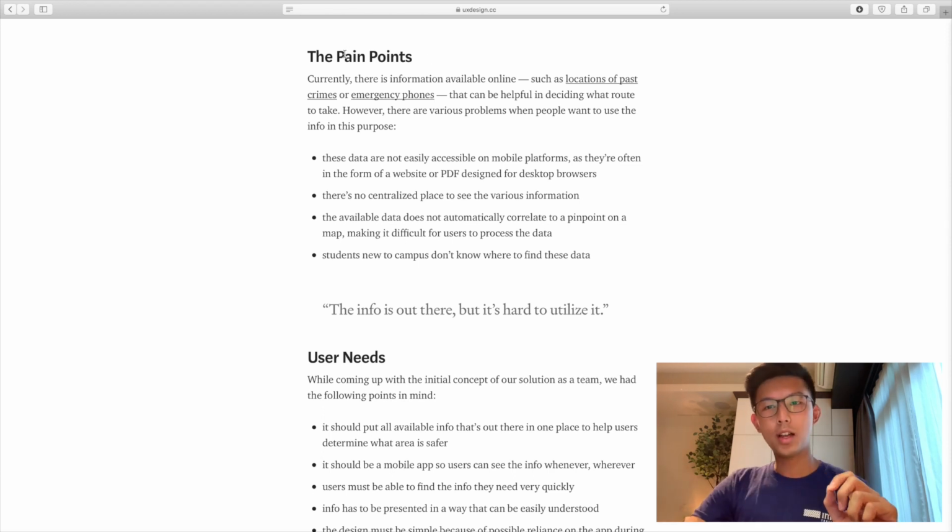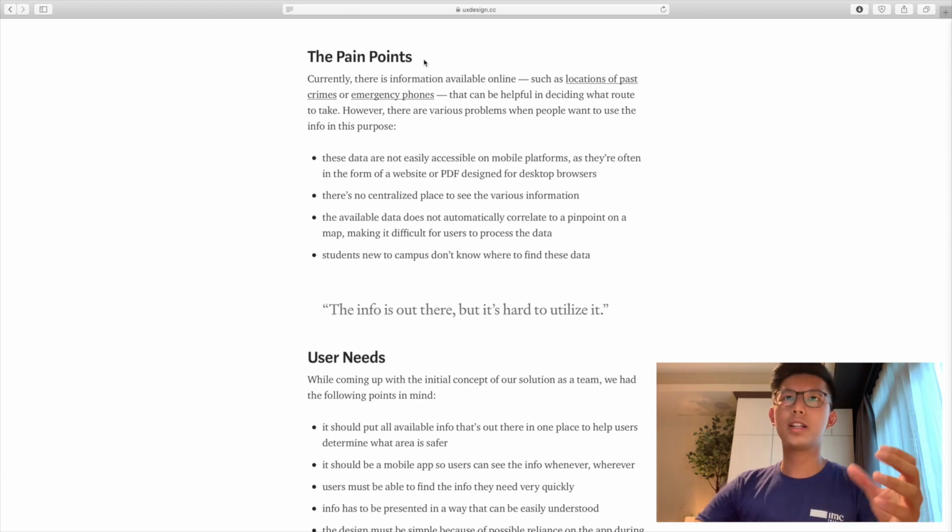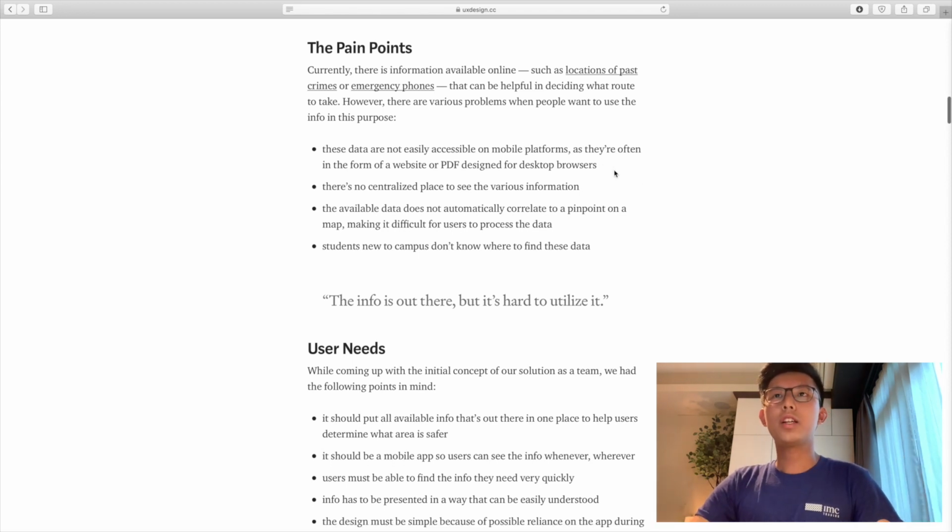So first, before we started everything, we identified the pain points. The pain points are basically the problems that we're trying to solve here. And as I said, it's the problem of not being able to safely navigate around campus at night or during evening hours when it's dark outside. And we did a lot of research about how we can potentially solve this.